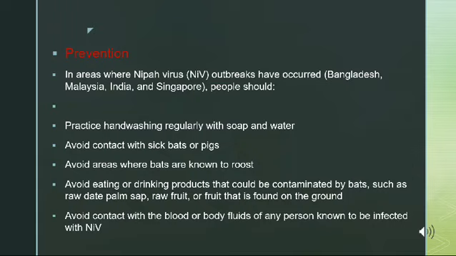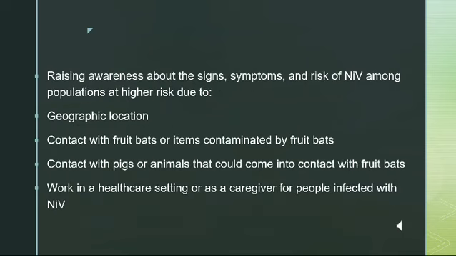Avoid eating or drinking products that could be contaminated by bats, such as raw date palm sap and raw fruit. And then raise awareness about the signs and symptoms and the risk of Nipah virus in the geographic location. Risk factors include contact with fruit bats or items contaminated by fruit bats, contact with pigs or animals that could come into contact with fruit bats, and working in a healthcare setting as a caregiver for people infected with Nipah virus.